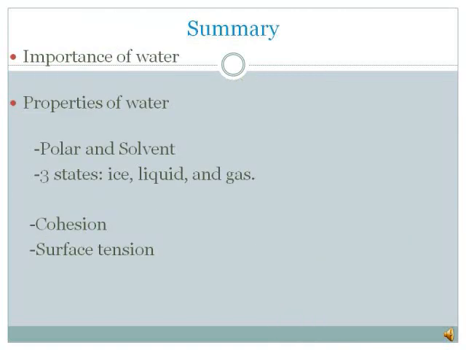So in summary, we have seen that water is important for several reasons, one of them being dehydration. Water is a polar molecule and a common solvent. It has three states: ice, liquid, and gas. And finally, cohesion and surface tension are two unique qualities of water.